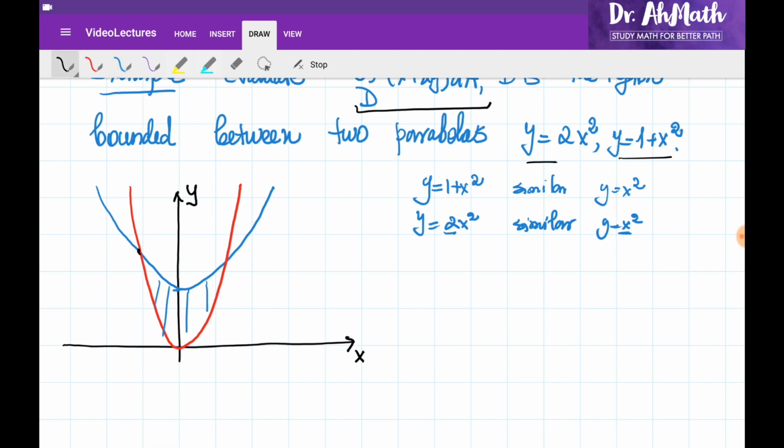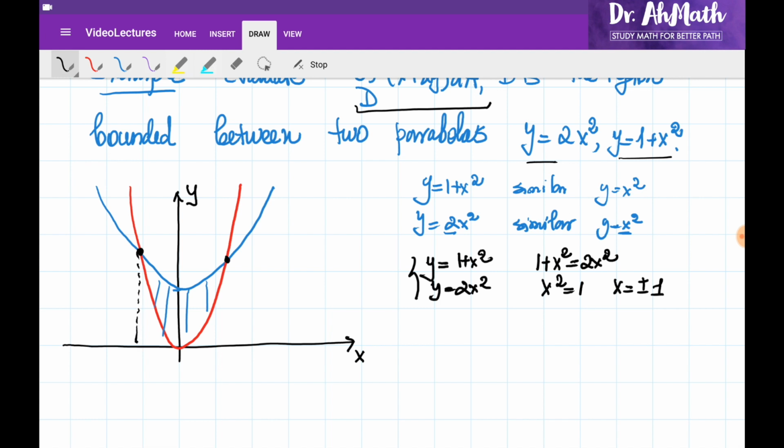So I can find the intersection points by solving the system of equations. If I equate y equals 1 plus x squared and y equals 2x squared, solving the system is going to give me the coordinates of the 2 points which are on the intersection of the two curves. So I would solve this by equating them. It would be 1 plus x squared equals 2x squared. From here I can find that x squared equals 1, so x is plus or minus 1, right? So the x coordinate of this point is minus 1, and the x coordinate of this point is 1.